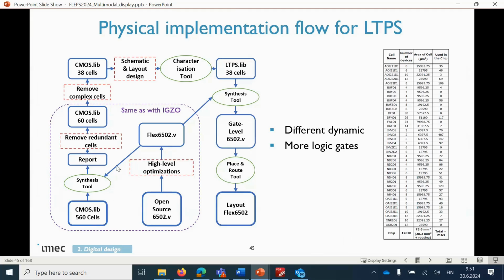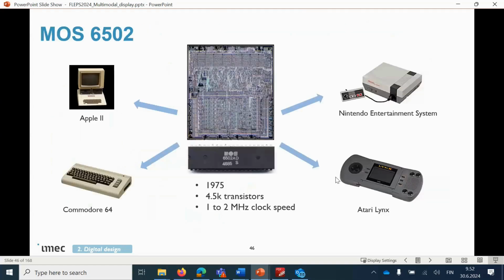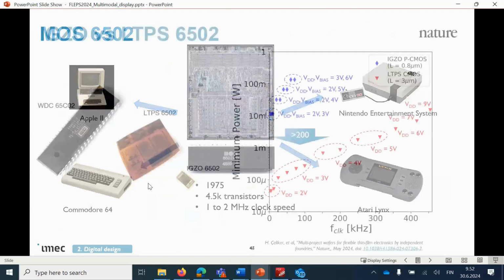You use a tool, which we call a synthesis tool. You reduce the cells. You again remove some complex cells that you don't need. You do a schematic and you characterize each of them, and then you end up with an LTPS library. And then again, you use a synthesis tool, and you go to a gate level schematic, and you use a place and route tool, and you make the layout of, for example, a 6502 microprocessor. Here is the list that we use, for example, for the LTPS microprocessor. 6502 is a microprocessor that was used in the past in many different products that we know.